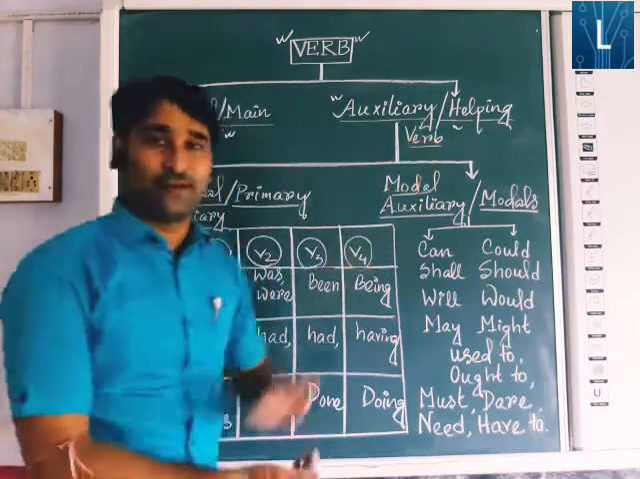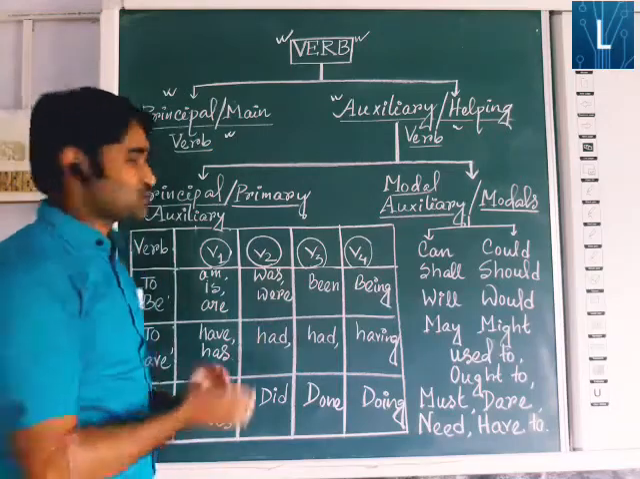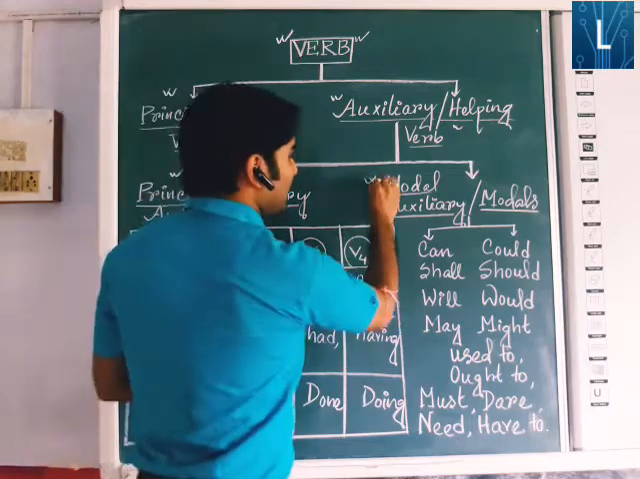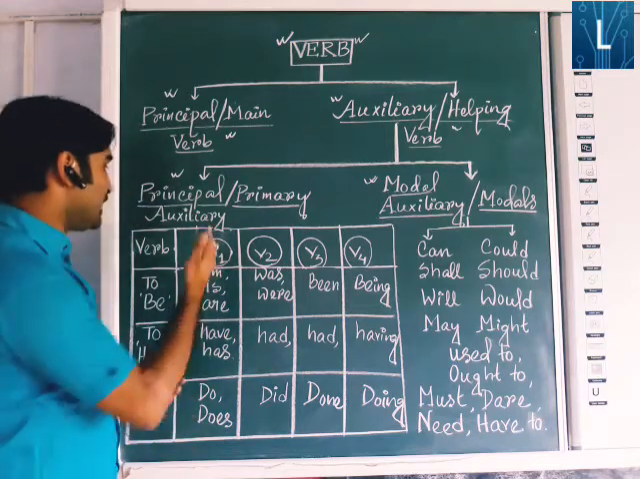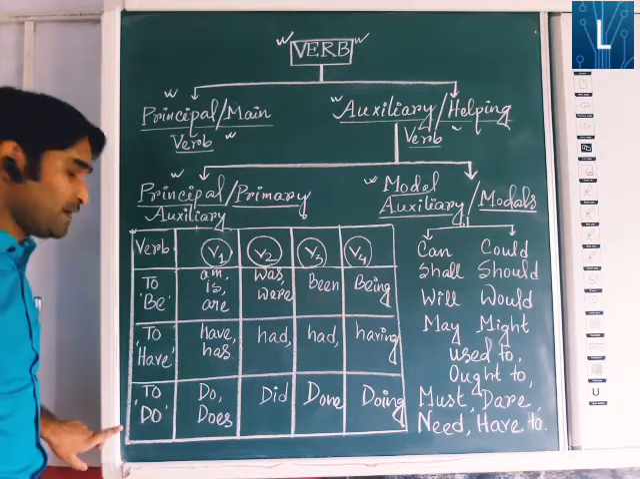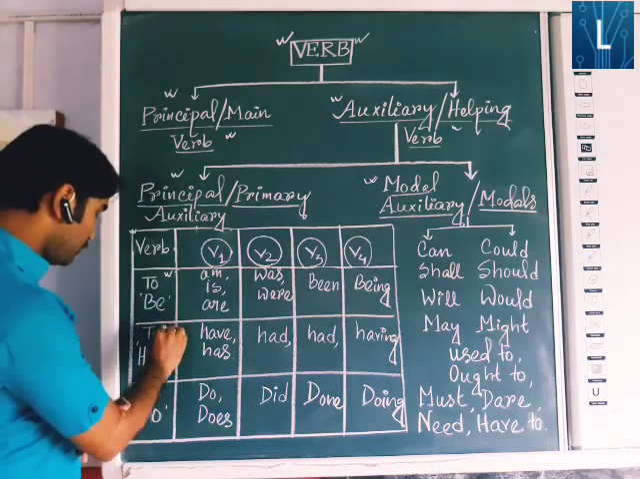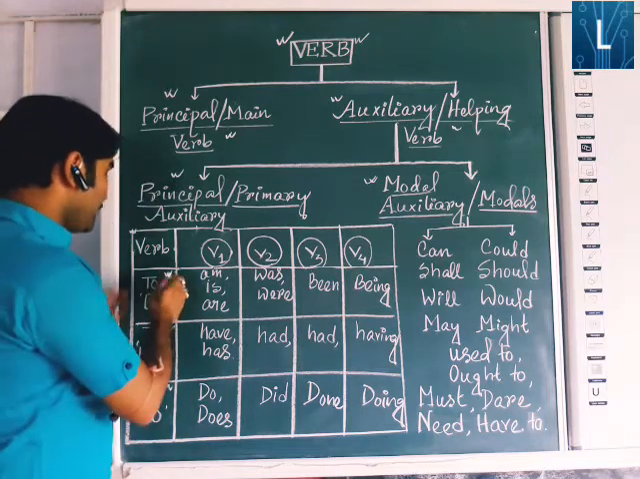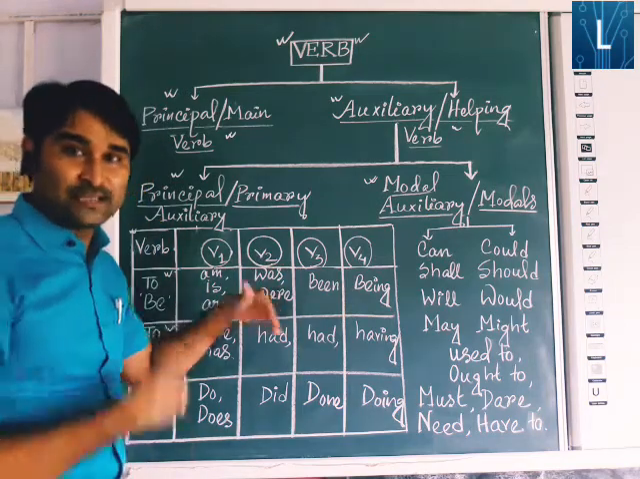So that's why we call it a helping verb. Now the helping verb or auxiliary verb will be divided into two. First one, principal or primary auxiliary, and next one, modal auxiliary. Now first I am coming to the principal or primary auxiliary verb. Actually there are basically three verbs which have been called principal auxiliary. First one will be the to be verb, next one the to have verb, and third one the to do verb.